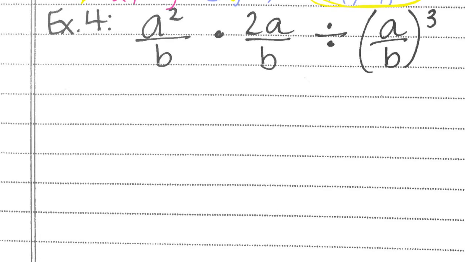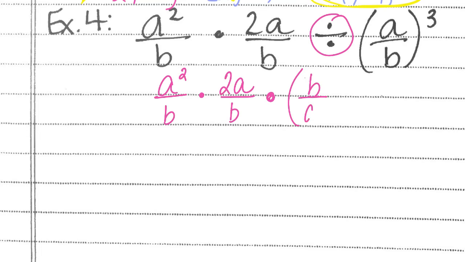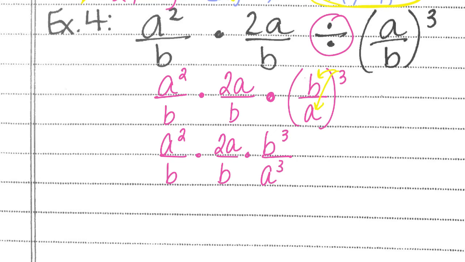All right, let's look at example 4. On this one, there's nothing to factor first, so take a deep breath. We could just relax. A squared over b cannot factor. 2a over b cannot factor. But I am dividing, so I'm going to multiply by the flip. And I'm just going to go ahead and flip this right now. And then remember that this cube can kind of be brought to the b and to the a. So my next line will say a squared over b times 2a over b times b cubed over a cubed.